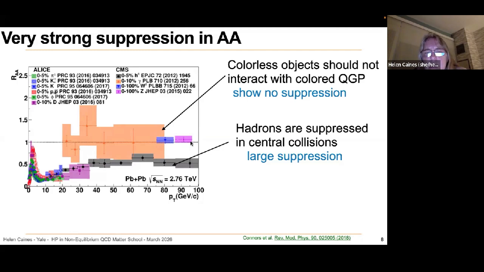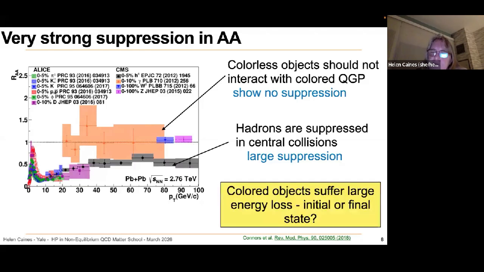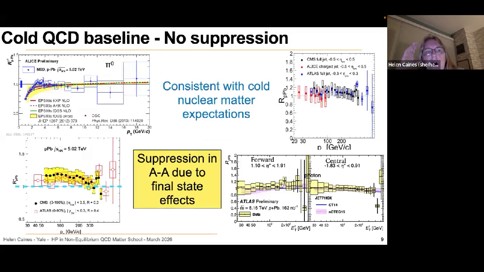So we have a clear indication that there's something about coming from a colored object that makes there be this enormous suppression when you have an AA-like collision. The colored objects suffer energy loss, but now we need to know, is it initial or final state? That's our big question. And that's where the cold QCD baseline of p-lead comes in.